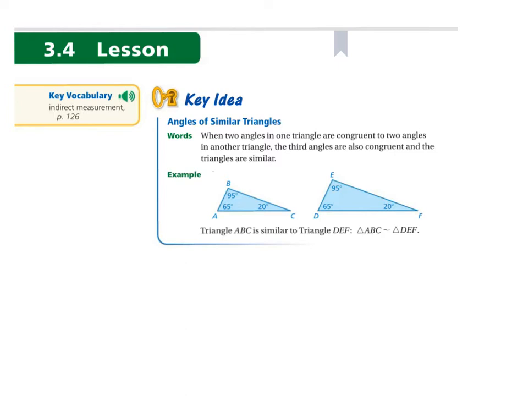So basically, the main thing we need to know is that when two angles in a triangle are congruent, that means they both add up to the same number. Therefore, for the third one, I would subtract 180 minus that, and you would get the same number every single time. So if two angles are congruent, the third is congruent, and therefore they are similar.